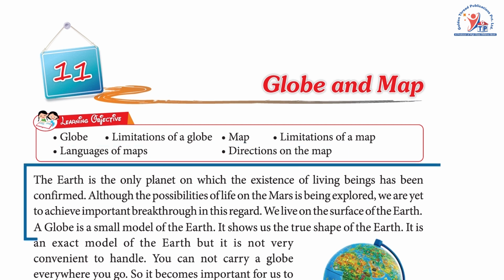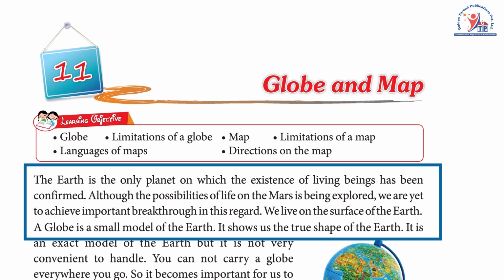The Earth is the only planet on which the existence of living beings has been confirmed, although the possibilities of life on Mars are being explored. We are yet to achieve an important breakthrough in this regard. We live on the surface of the Earth. A globe is a small model of the Earth.